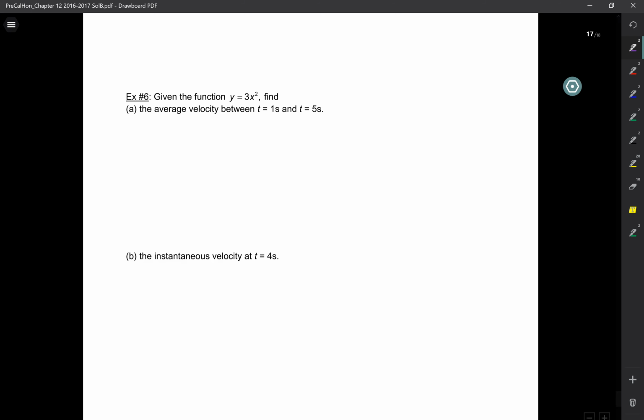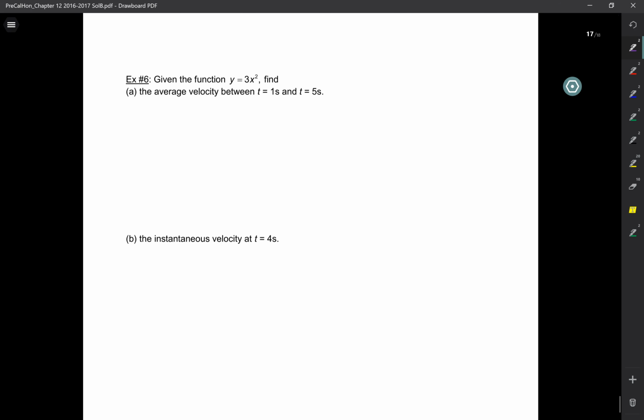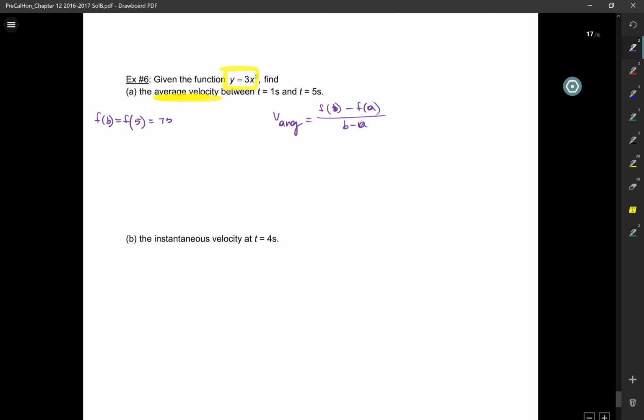Okay. So here we go. You have a function given by 3x squared. It says find the average velocity. So now we have average velocity and instantaneous velocity. For average velocity, what is it that we have to do? F of b minus f of a over b minus a. That's the average velocity. Okay? So now, f of b is f of what number? 5, which is equal to 75. F of a is f of 1, which is equal to 3. So v average then is equal to 75 minus 3 over 5 minus 1, which is 72 over 4, 18.